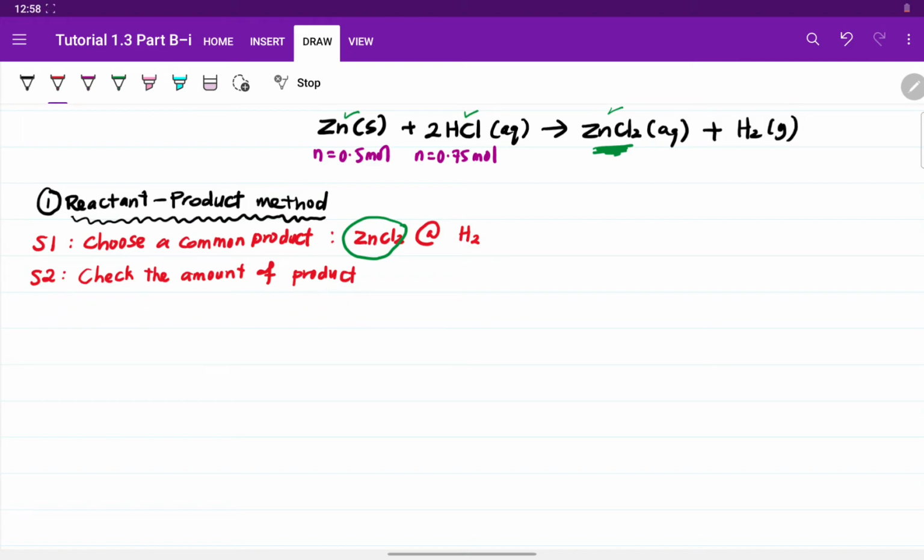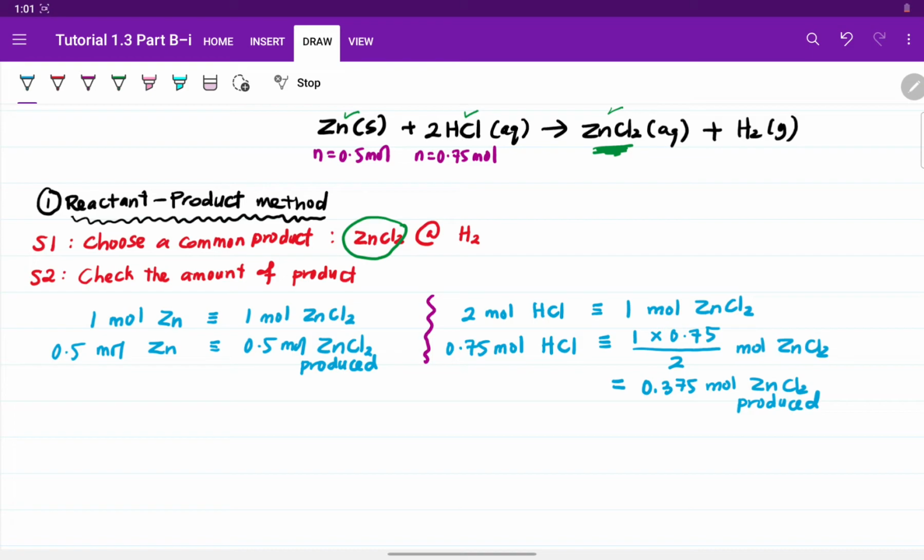Step 2, check the amount of product. What does check the amount of product mean here? It means, if I use 0.5 mole of zinc, how many moles of zinc chloride will you get? If I use 0.75 mole of HCl, how many moles of zinc chloride will be produced? That is what we will actually do. So for step 2, we have to write two stoichiometries. Since you have two reactants, there are two stoichiometries: between zinc and zinc chloride, then HCl with zinc chloride. Let me write the stoichiometry first. Now, these are my two stoichiometric equations.